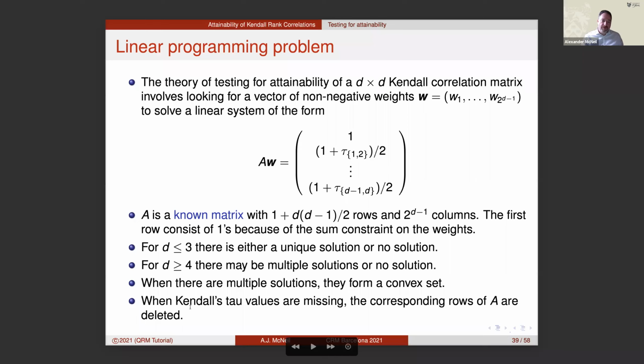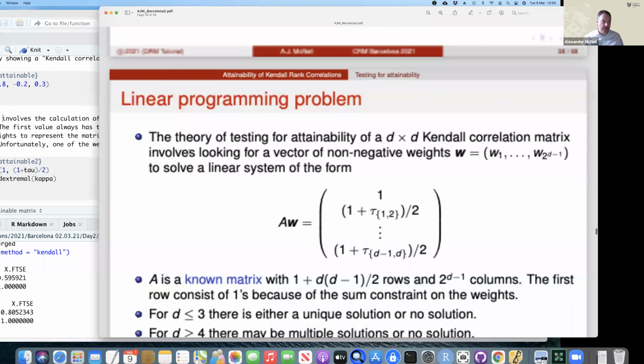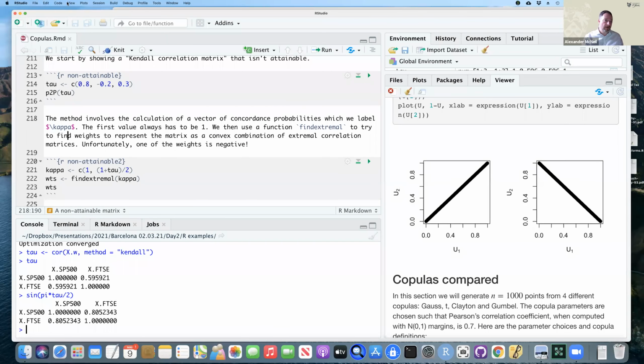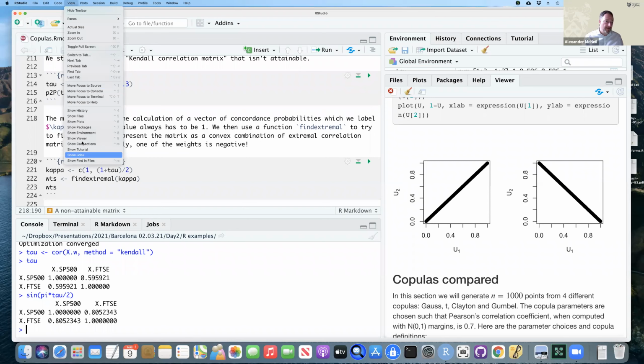Now, if certain values of Kendall's tau are missing, because we don't know them, then we just delete the rows. So we would just delete a row of this vector and we would delete a row of A if certain Kendall's tau values are missing. And so what I want to do now is to show you that a little bit more slowly in R because it will start to make more sense when you see what I'm doing. So let's go into R and let me make that now full screen.